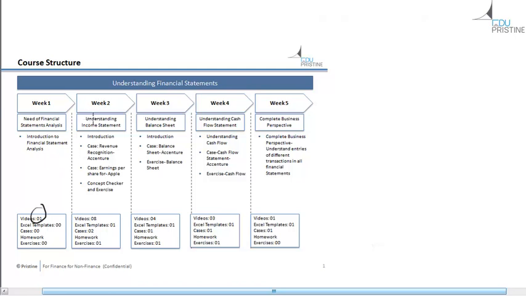In the next week, we will understand the first financial statement, also called the income statement. So in this particular week, we'll try to understand the income statement with the help of 8 video tutorials. We would also have an Excel template, and we'll have two cases. In the cases, we'll understand what revenue recognition is, and we'll take up an actual case study of Accenture to understand revenue recognition.